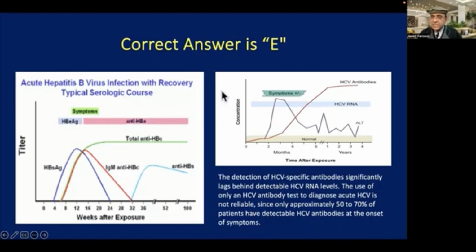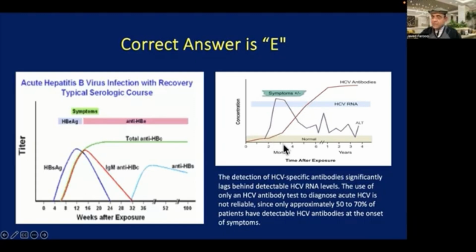So the correct answer is E, because this patient's HBs antigen was negative, anti-HCV was negative, and IgM was negative, the autoimmune profile was negative, the metabolic profile was negative, but the patient presented with acute hepatitis. So the possibility is either this patient is in the window period, when there is no HBs antigen but the only positive will be the IgM anti-HBc, or it may be acute hepatitis C where antibodies are absent but PCR is positive.